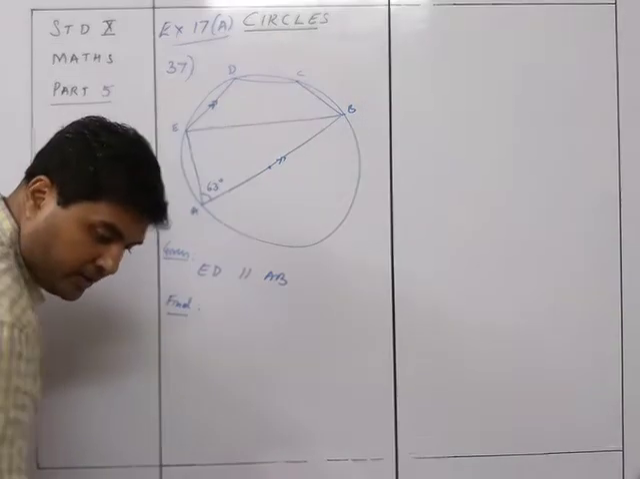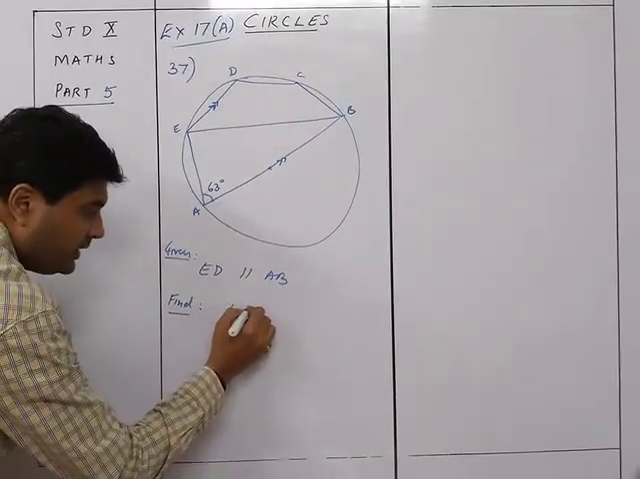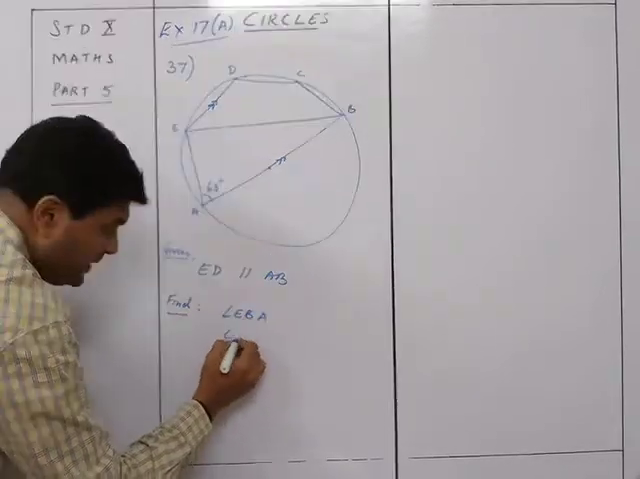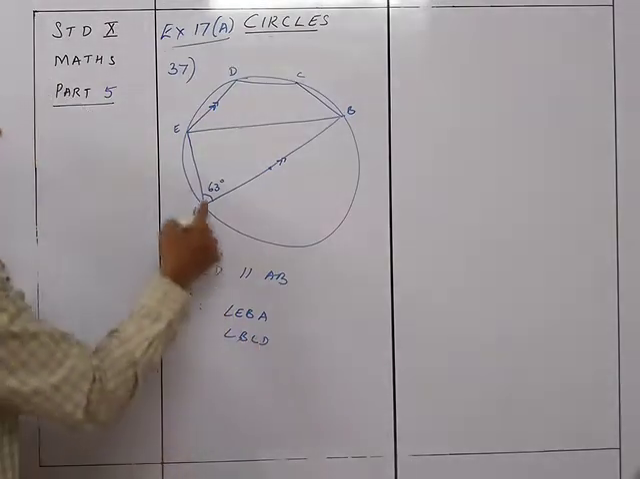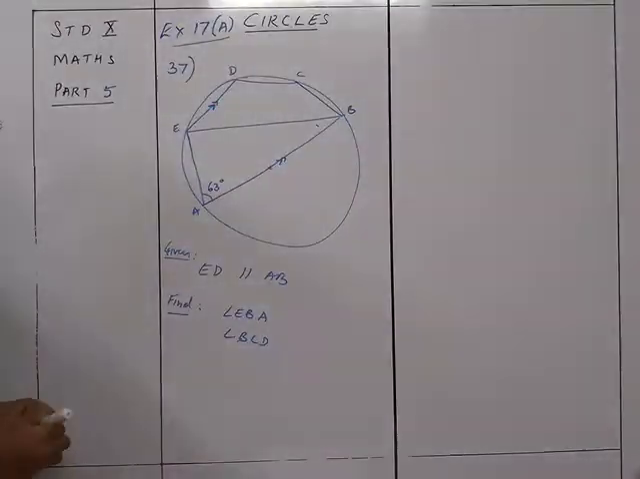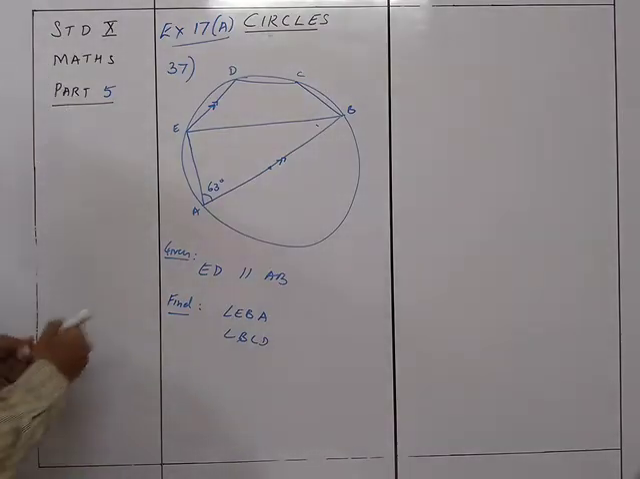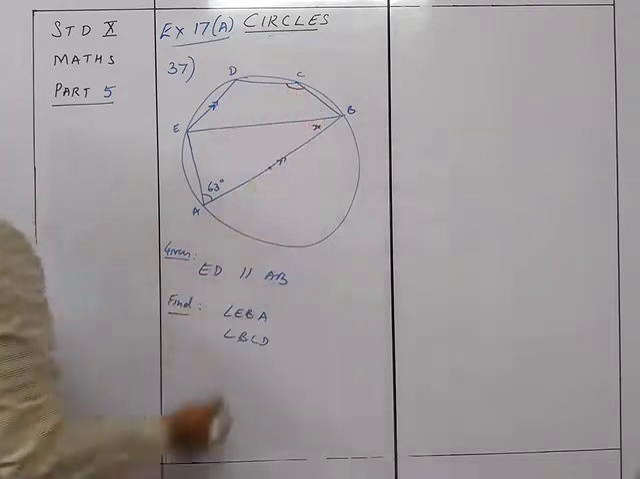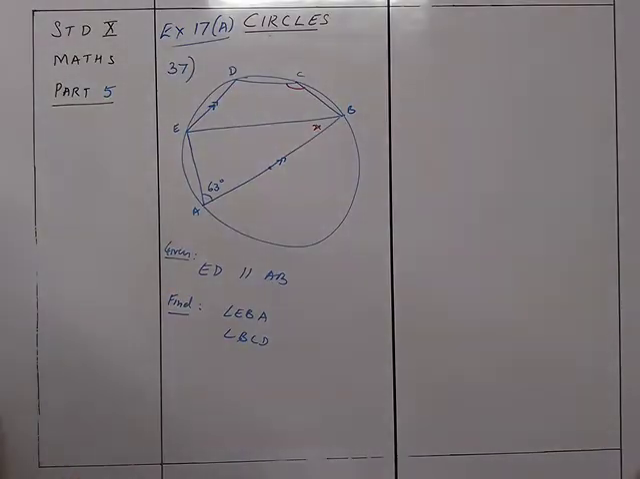Now we need to find, calculate angle EBA and angle BCD. EBA, this angle, and BCD, this angle. Okay.